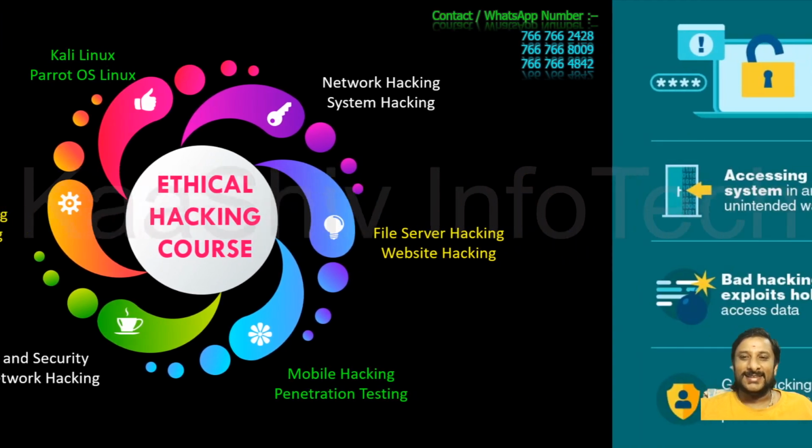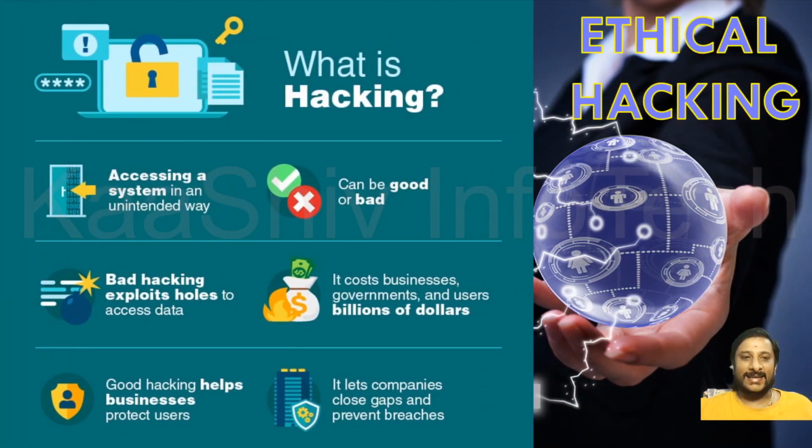Let's move on. So what is ethical hacking? Ethical hacking is accessing a system in an unintended way. Okay, so things like I got some other people's laptop. I'm trying to connect. I'm hacking a mobile, hacking a computer. That is called hacking. Without their permission, we are trying to access something, either for the good or for the bad. But the people are doing it, and this is called hacking.